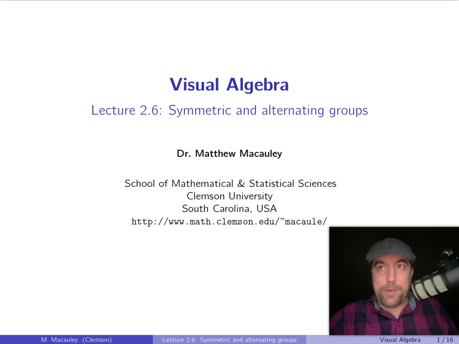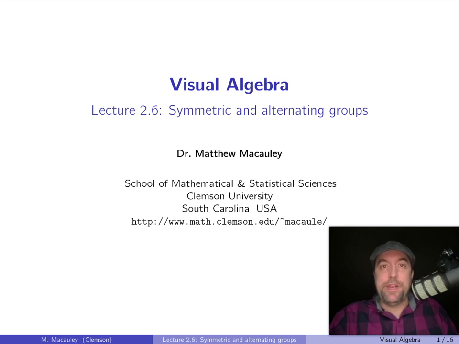We learned all about permutations, various notations, and how every finite group is isomorphic to a collection of permutations, which is called Cayley's theorem. In this lecture, we will study two very important groups of permutations. The set of all permutations of a finite set, called the symmetric group, and the set of all so-called even permutations, called the alternating group.